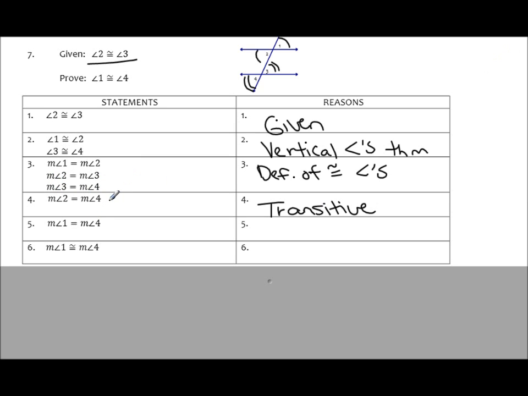Okay, then in the next line, this 2 goes away and becomes a 1. And the reason we can replace this 2 with a 1 is because we said earlier that 2 is the same as 1. So I have substituted the 2 for a 1. And then finally we have set an equal sign, turned it into a congruent sign. So that is the definition of congruent angles.